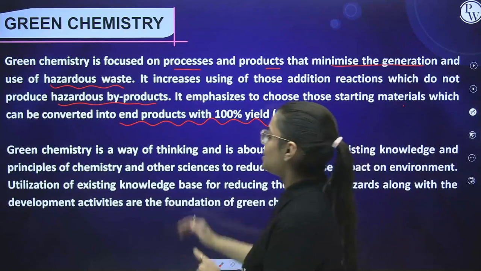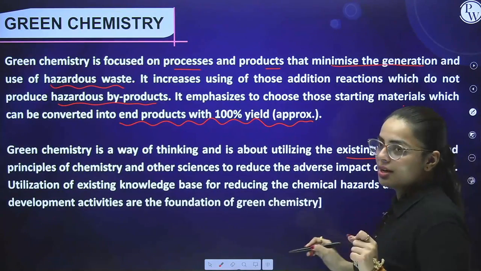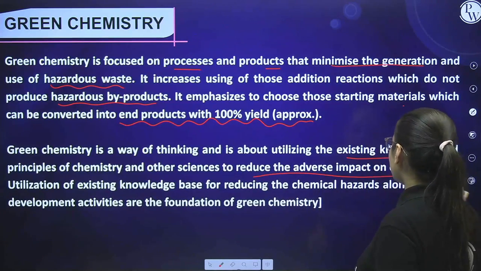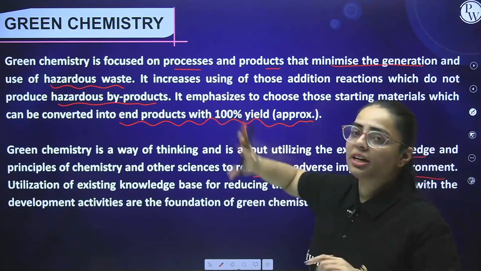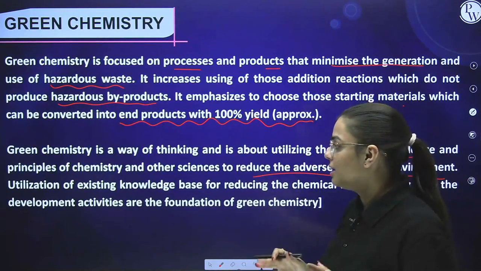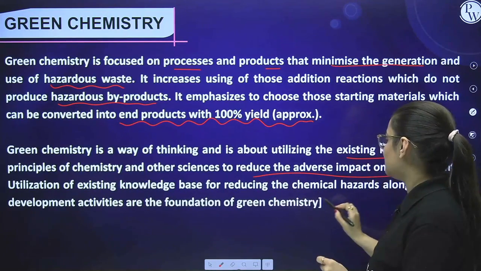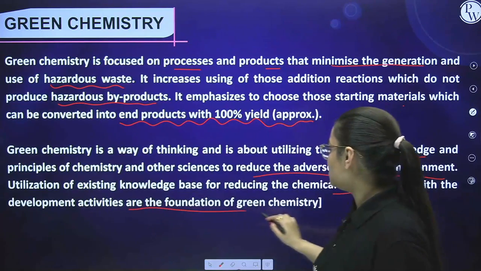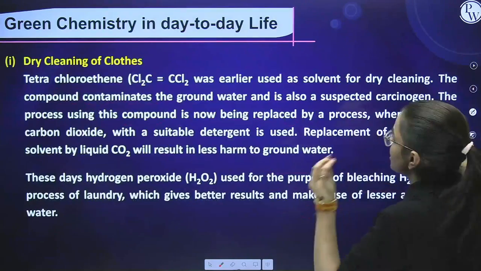Green chemistry is a way of thinking and is about utilizing the existing knowledge and the principles of chemistry and other science to reduce the adverse impact on the environment. So this is the thing that we can use to save our environment, right? Utilization of the existing knowledge base for reducing chemical hazards, along with development activities, are the founders of green chemistry. Clear? I hope so. Now you know what green chemistry is.